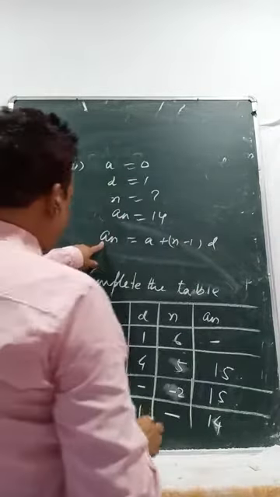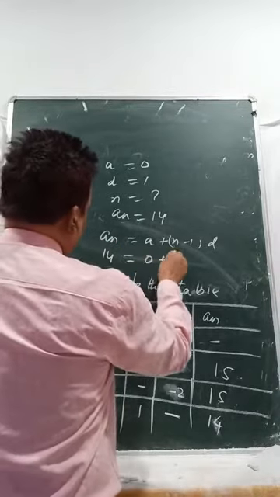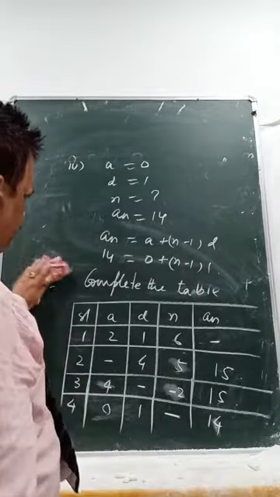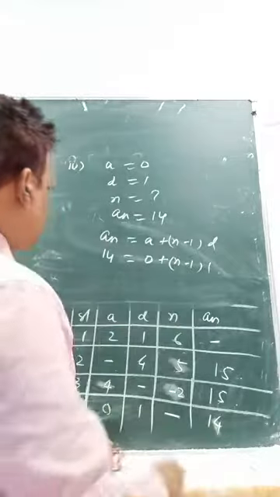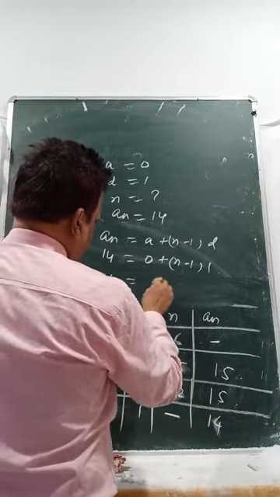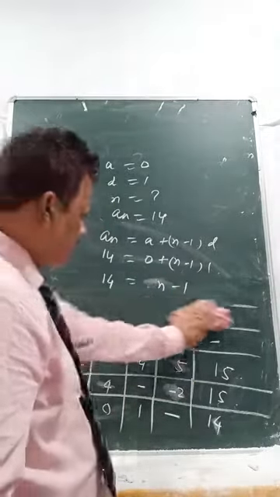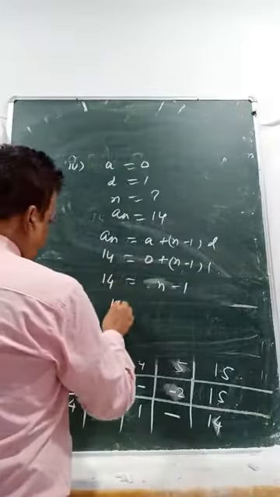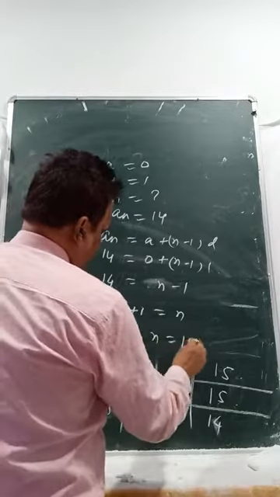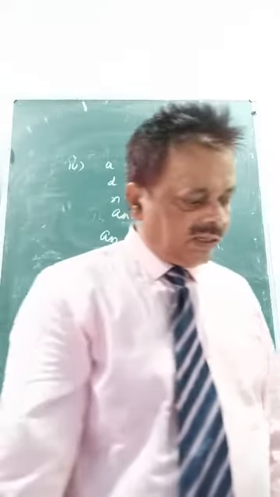Let's write what is N. N means 14 equals A, 0, plus N minus 1, D is 1. So you get 14 equals 0 plus N minus 1 into 1, which is N minus 1. So 14 plus 1 equals N. Therefore N equals 15. So like this, that is a question given in your textbook. Try to complete. I will take another pattern here.